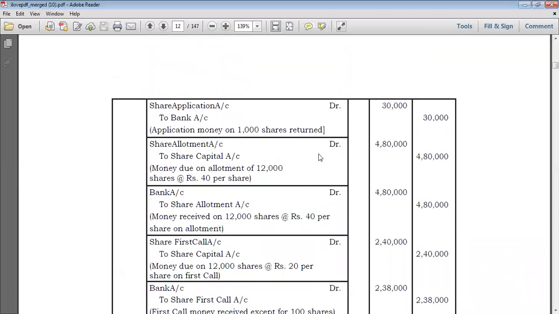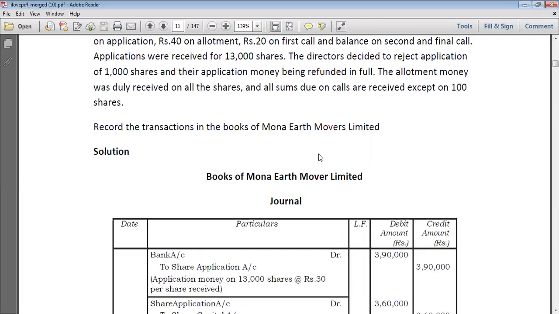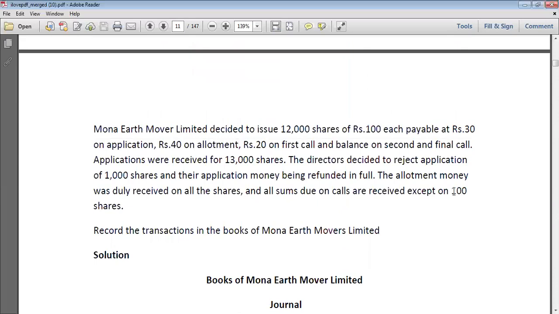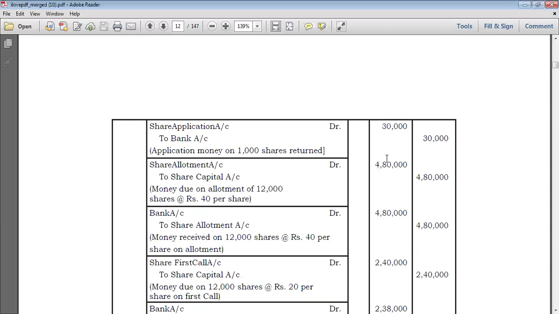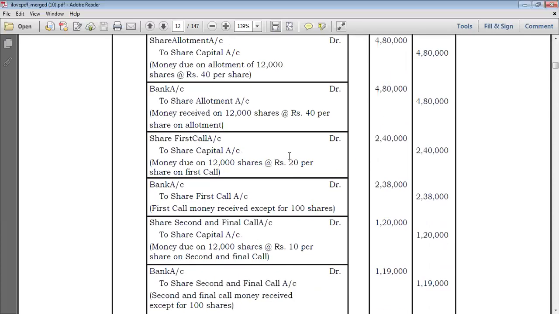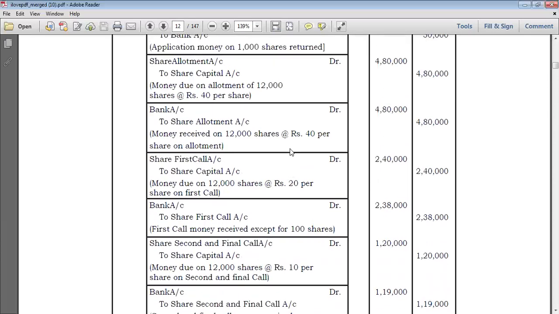But there is one more line mentioned that 100 shareholders don't pay their call money. Call money means first call or second call. So on 100 shares, the first call is not received. And what is the amount of the first call? 20 rupees. So 100 multiplied by 20, that means 2,000 rupees is not received.